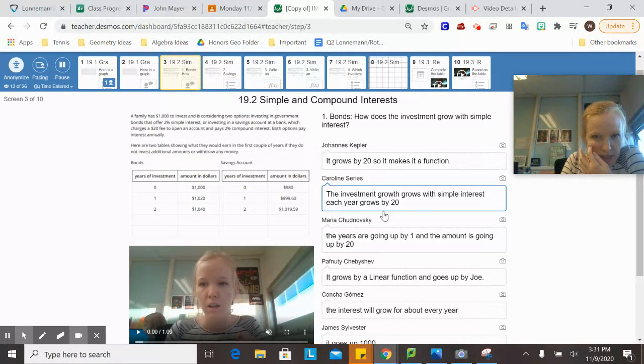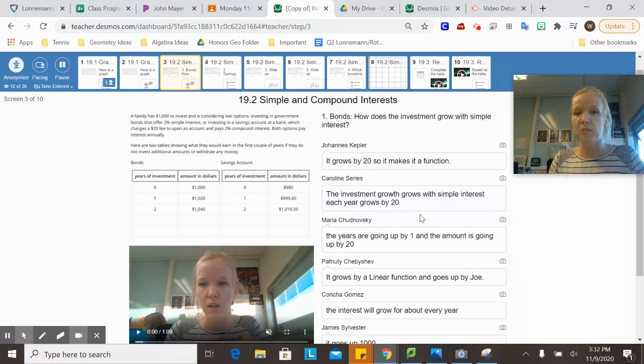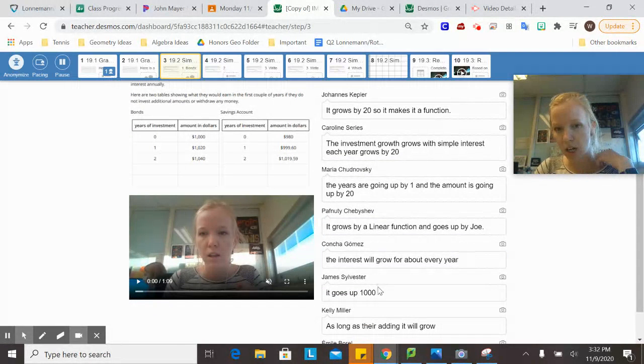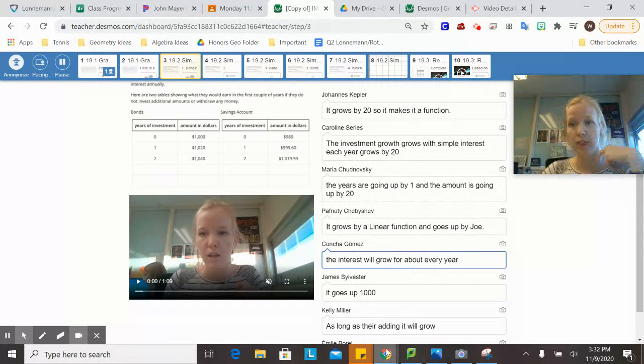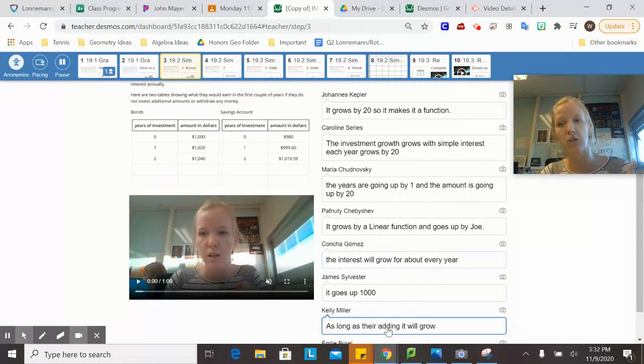So those of us that said the investment with simple interest grows by 20 each year would be correct. And that's going to make it linear. Since it's growing by the same amount each year, that represents a linear function. So we want to, again, talk about how it's not going up by 1,000. It starts at 1,000. That's how much we're initially putting into the bank, but it's actually going up by $20 each year. $20 is 2% of 1,000. So that's simple interest. It's going to grow linearly.